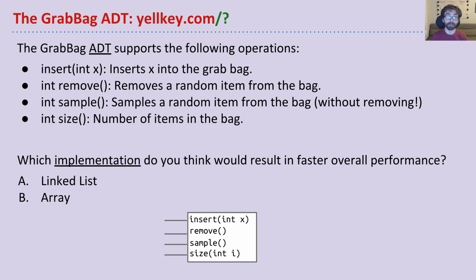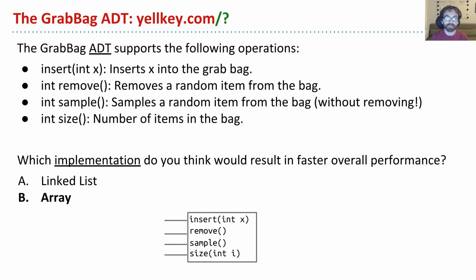Okay, so for this one, it turns out that if we want to remove a random item from the bag, it will be much faster if we use an array-based solution. In particular, and this is a little tricky, if we wanted to remove, say, an item from the middle, then we could swap the last item with the one we're removing, and then decrement size. And so now the item has been removed, and that took constant time.